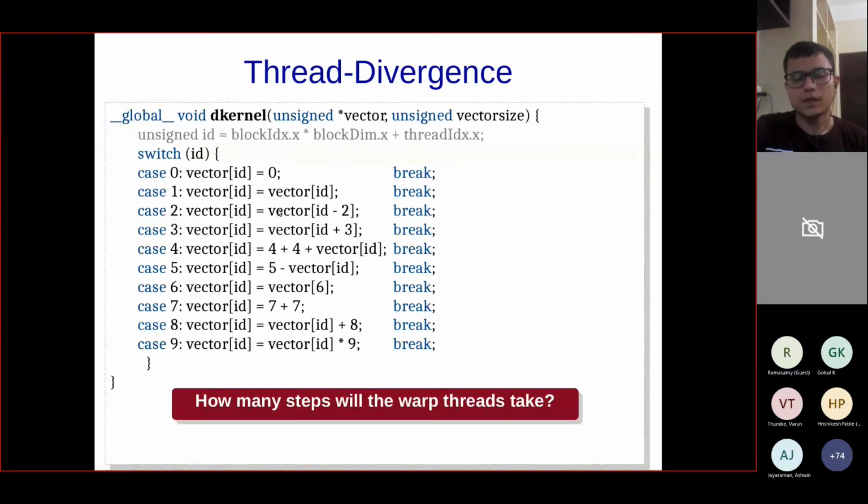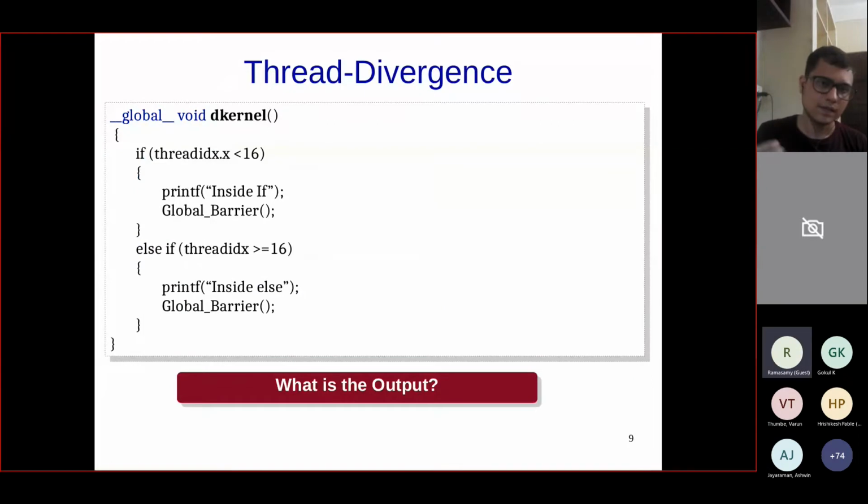Okay, so let us try this example, which is probably the last one for today. Let's say again I have this kernel which is launched with 32 threads, which is 1 warp, and I have this if-else construct which says that if id is less than 16, that is from 0 to 15, I print this inside it, and there is something called a global barrier, which I'll explain. And else, if id is from 16 to 31, I print this else, and then there is this global barrier.